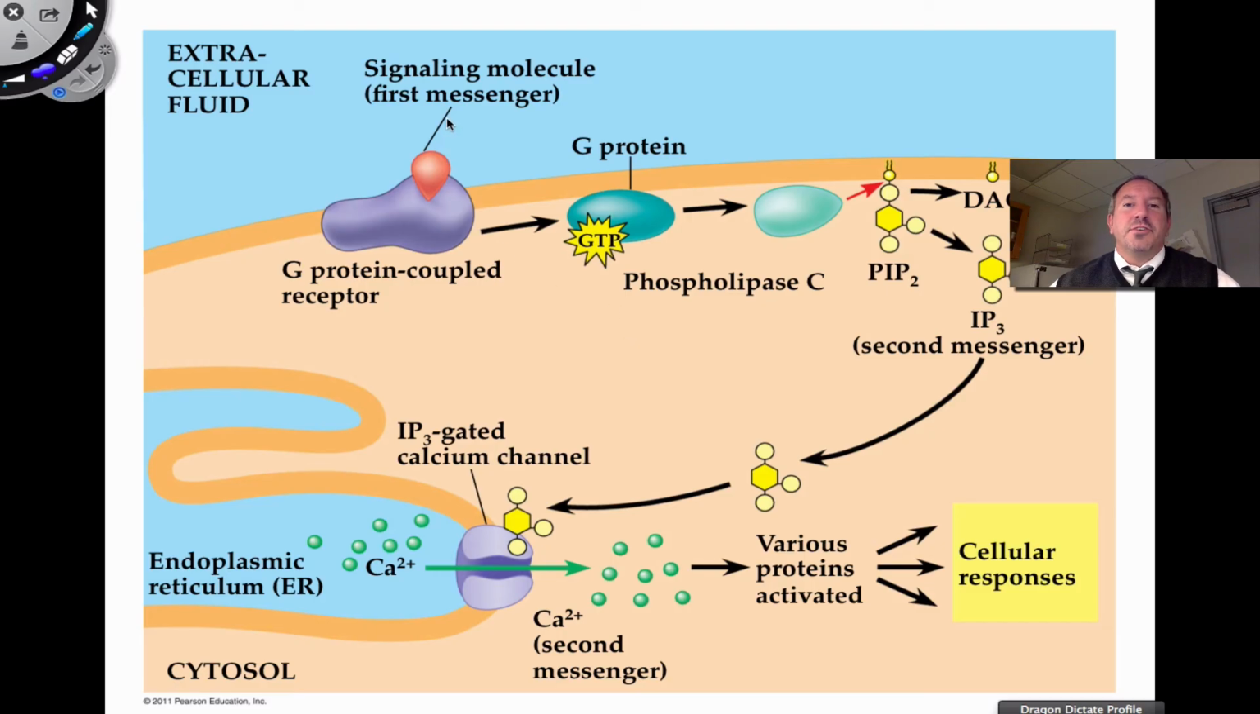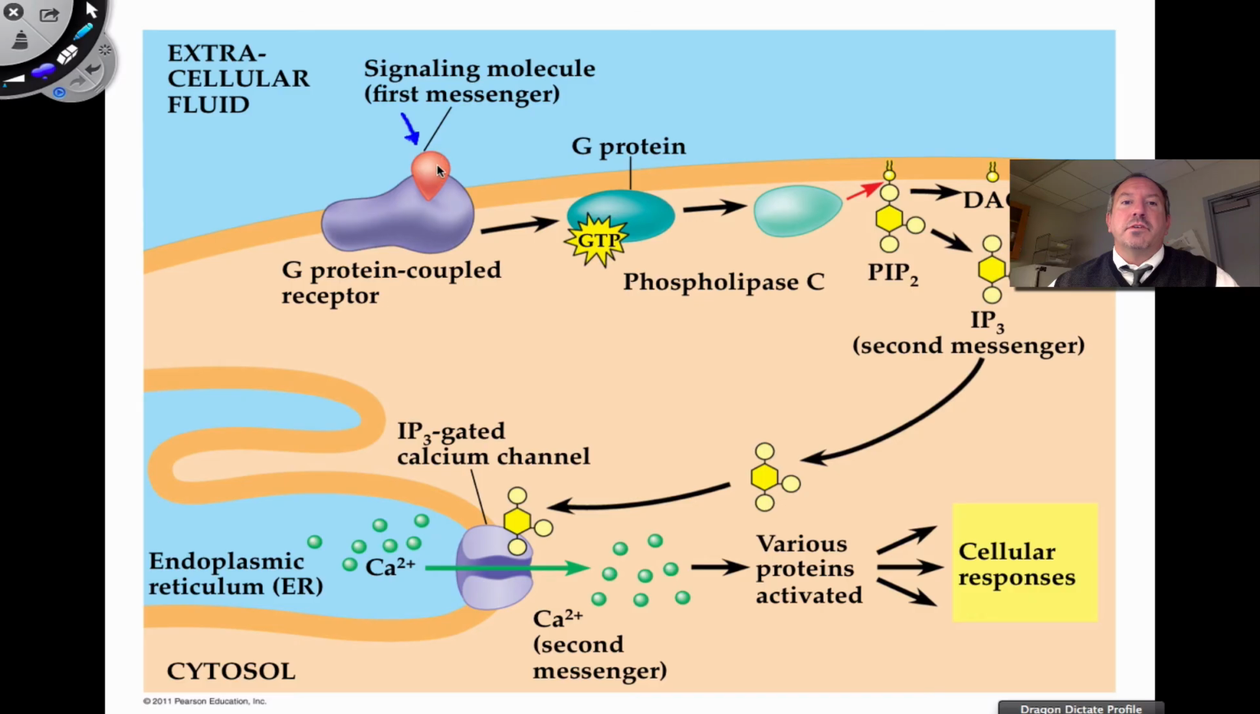And so check this out. Let's say that this is a muscle cell. Okay, let's go there. Say it's a skeletal muscle and we want it to contract. That's the response. So how do we get a muscle cell to contract? Well, this signaling molecule might be a message from the axon terminal of a neuron, a motor neuron in particular.